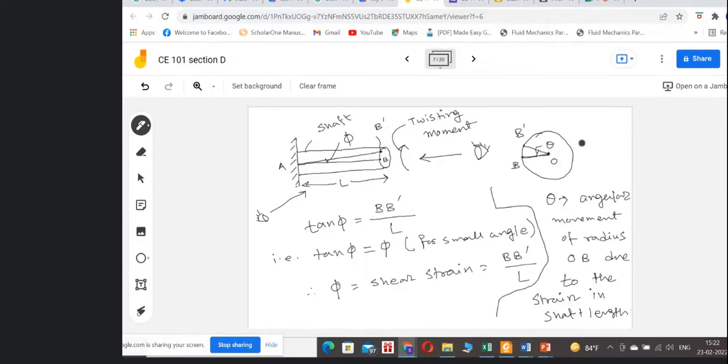So this theta, the angle created by these two positions OB and OB dash, is nothing but the angular movement of the radius OB. So OB has now changed angularly, and that is the angular movement due to the strain which happened in the length of the shaft. So this angle BOB dash is theta.